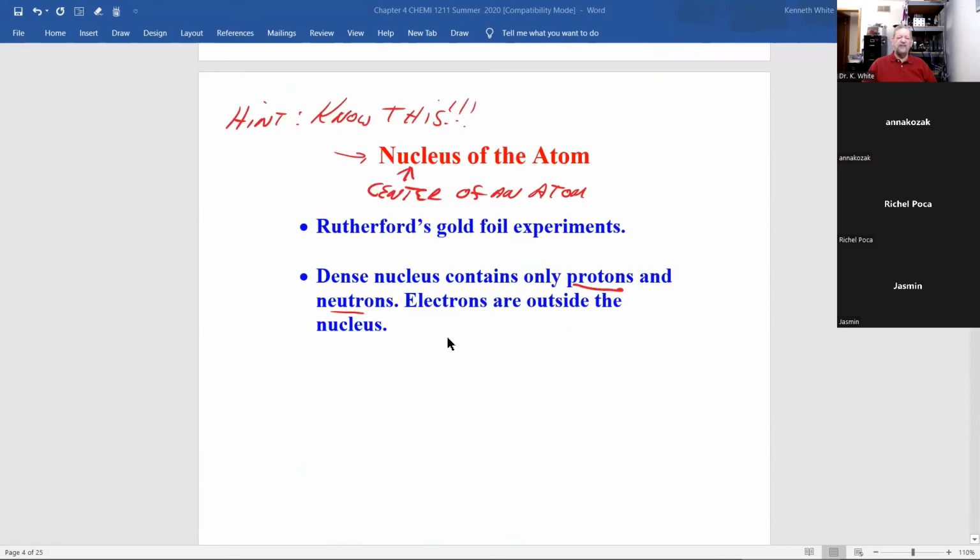And you should know Rutherford's gold foil experiments clarified the nucleus of an atom. The nucleus of an atom is the center of an atom, that you should know. And you should know the nucleus, which is very dense, contains only protons and neutrons. The nucleus, the center of an atom, has protons and neutrons, and outside of the nucleus are the electrons.